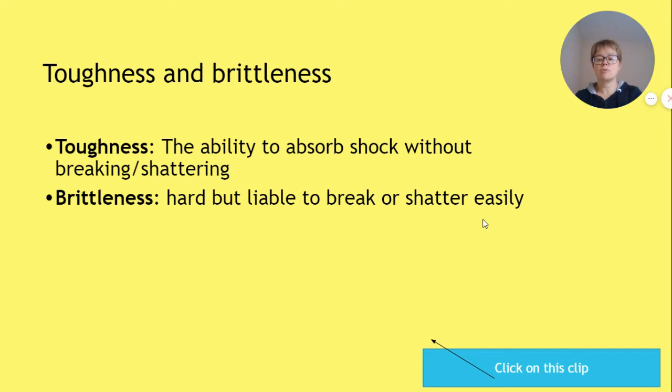Brittleness, a brittle object can be hard but liable to break or shatter easily. So we talked about this when we were doing ceramics. Things like mugs and plates are very, very hard, and if you lean on them, you think they're quite strong, but then if you drop them, they shatter quite easily. They are brittle. So pause the video to get those definitions down, please, if you don't have them already.